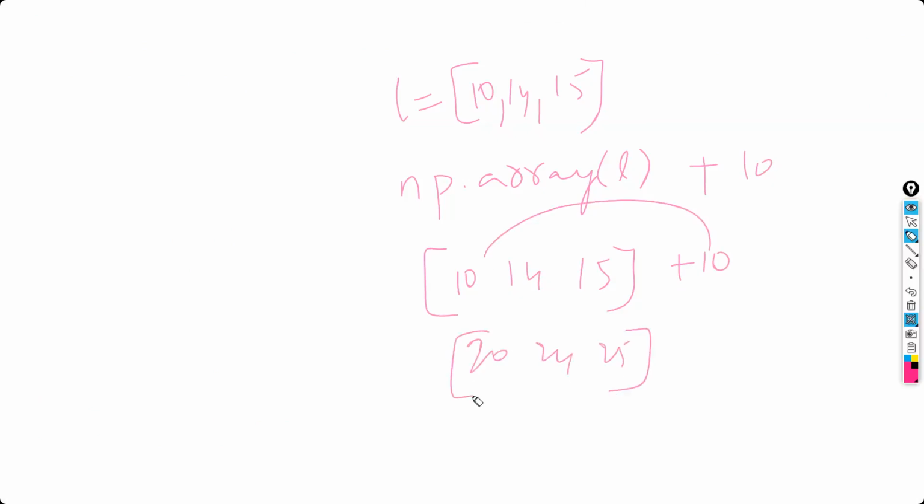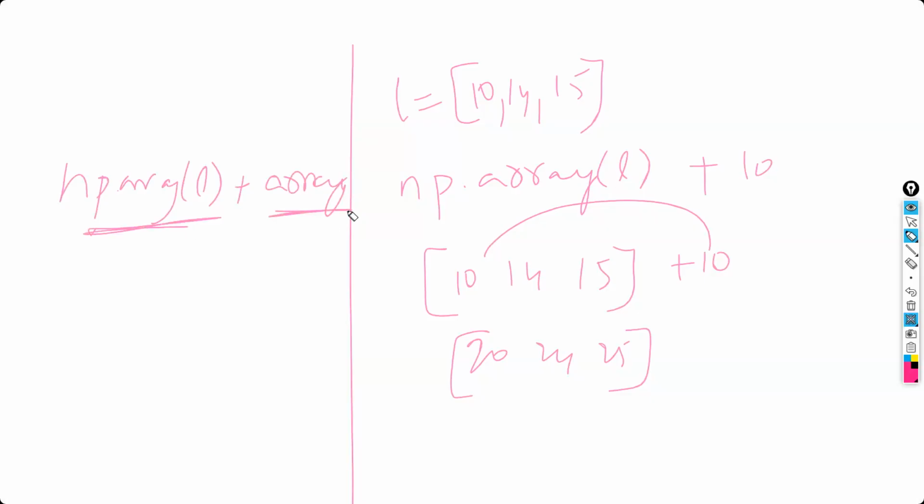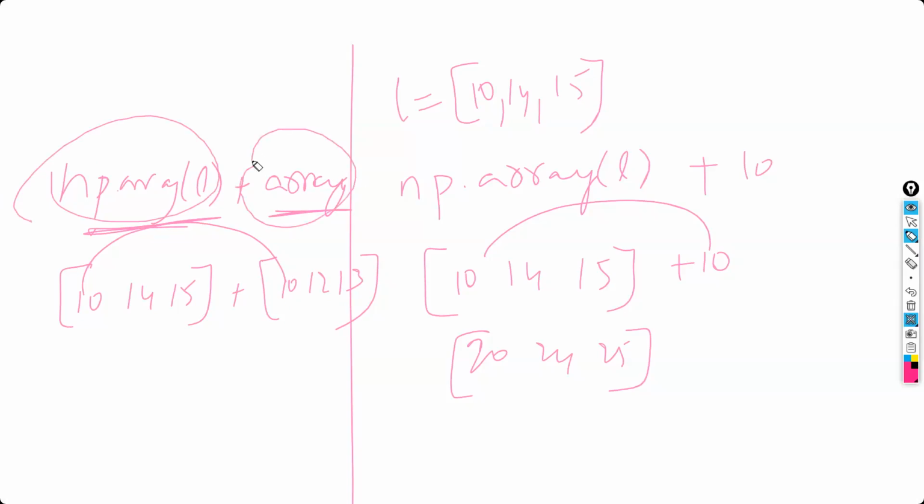If the same array, np.array of L, is on the right side also, you are having one more array. Whatever logic is applicable for this one, the same logic is applicable for that one also. So if this is a 10, 14, 15 array, and this one is 10, 12, 13, then for every value of this one, every value of that one will be added. The logic has to be applied for every value.